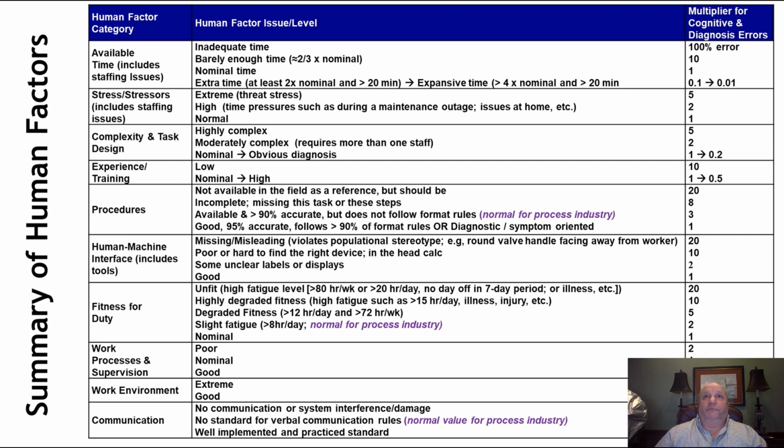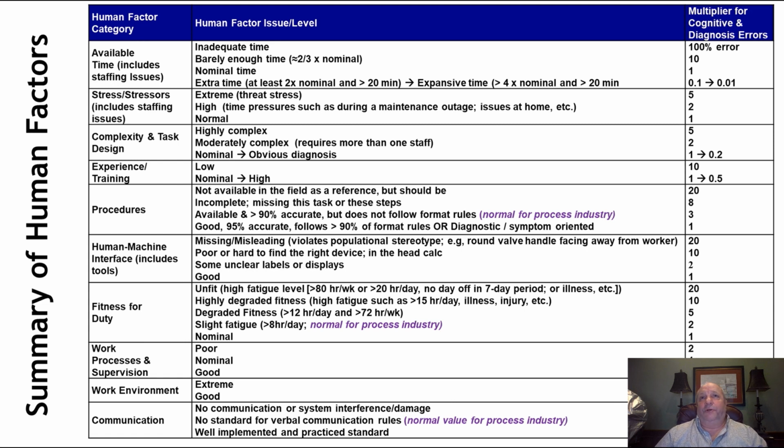The statistics being what's the probability of human error if all human factors are optimized, and then what's the probability of human error if some of the human factors are deficient. And on the right-hand side of this table of human factors, you can see the multiplying effects that we've estimated over the past 30 years, 40 years of data collection, where if you have a weak management system, it can have this impact on the probability of human error.